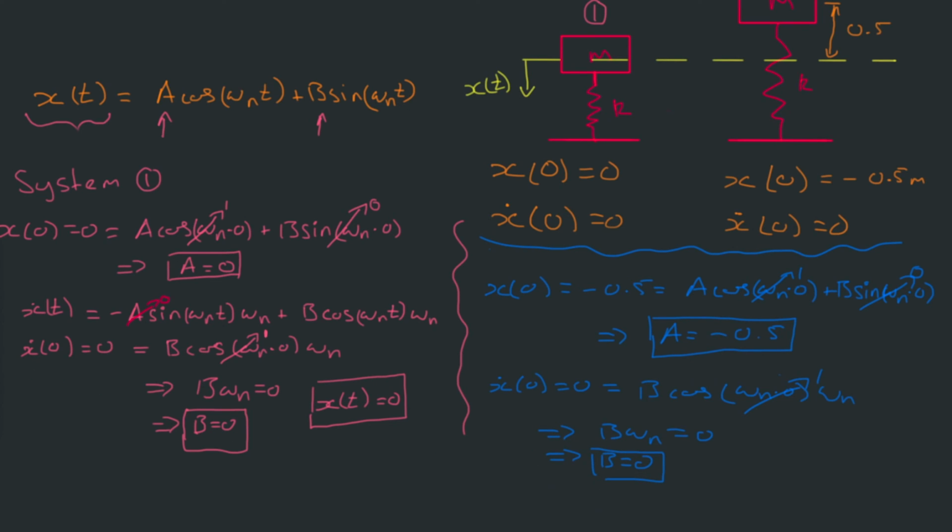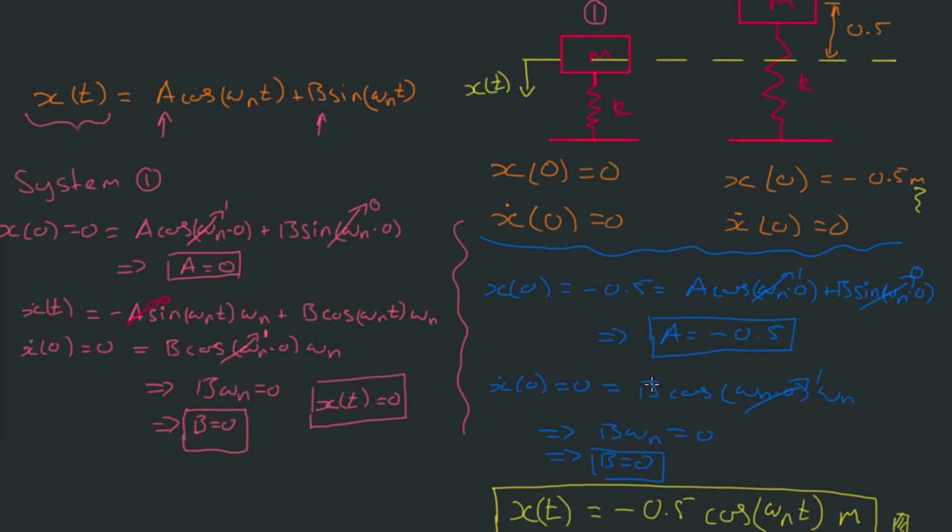Okay, so now we just write our final equation for the second system. We just plug everything back into our general solution. So x of t is equal to minus 0.5 times cosine omega n t. And now I defined this in meters before, so always include the units, in meters. And this is our solution to the system.